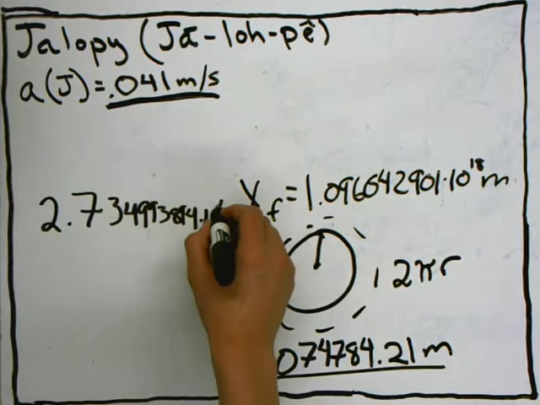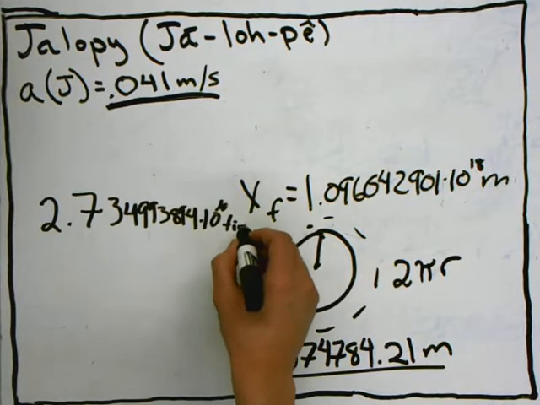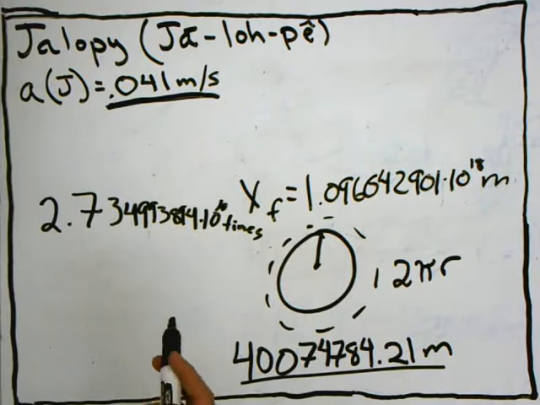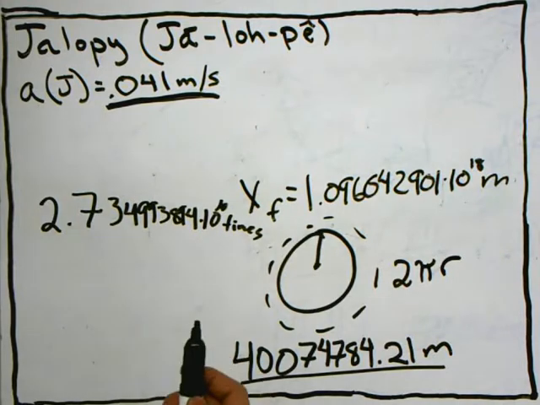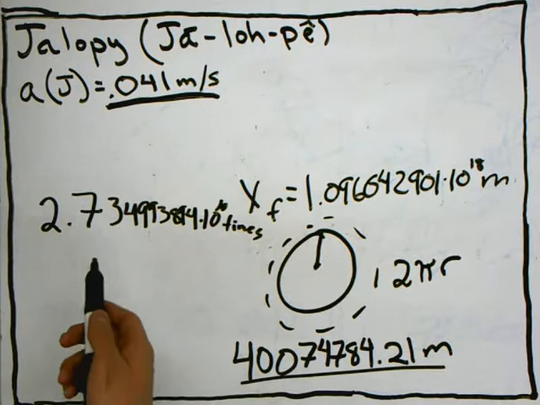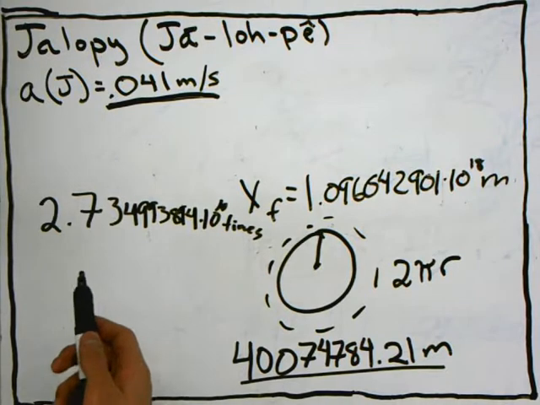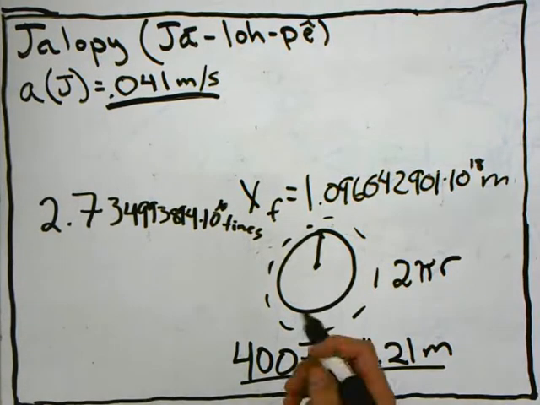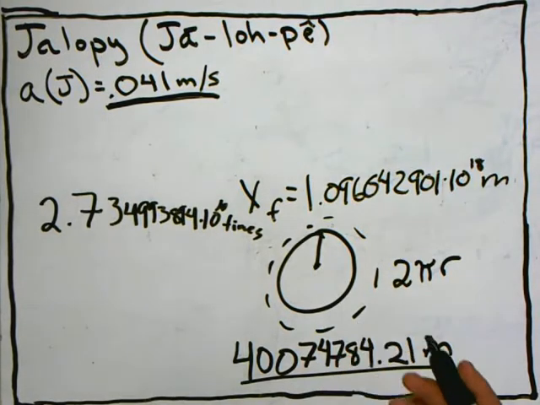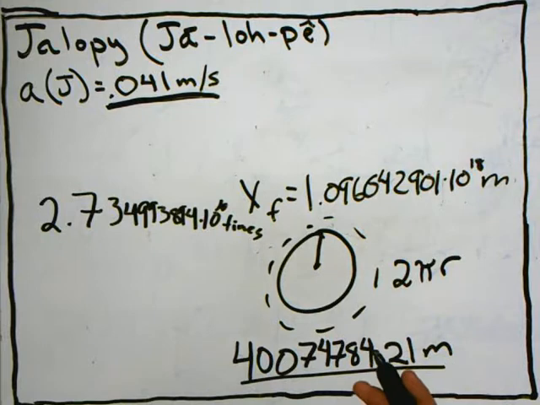Okay, so the jalopy is effectively lapping the Earth approximately 27 billion times. So, in other words, you're not going to be able to do this, so don't try to accelerate a jalopy up to the speed of light anytime, if it has an acceleration of 0.041 meters per second squared. Thank you.